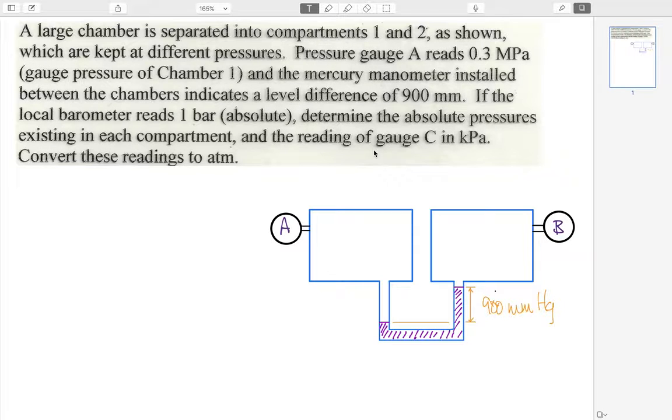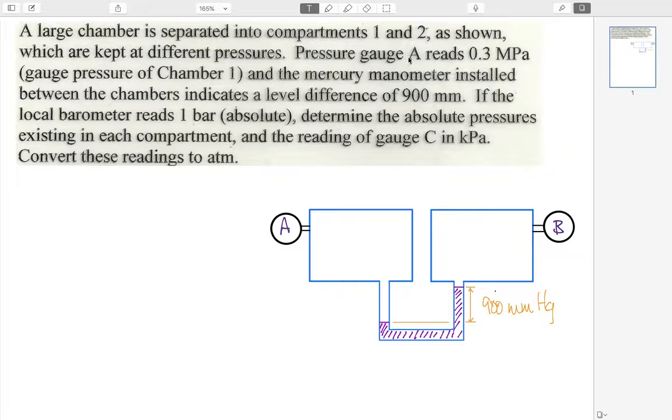So in this problem, we have the following information. A large chamber is separated into two compartments, 1 and 2, as shown, which are kept at different pressures. Now these are closed containers. These two containers are closed to the environment, so all the pressure, all the interactions in here are contained within these two containers.